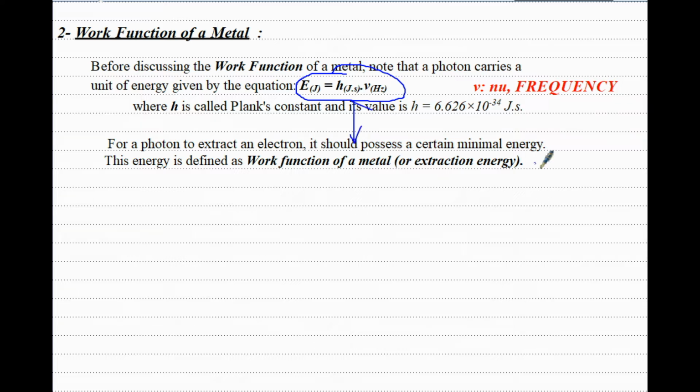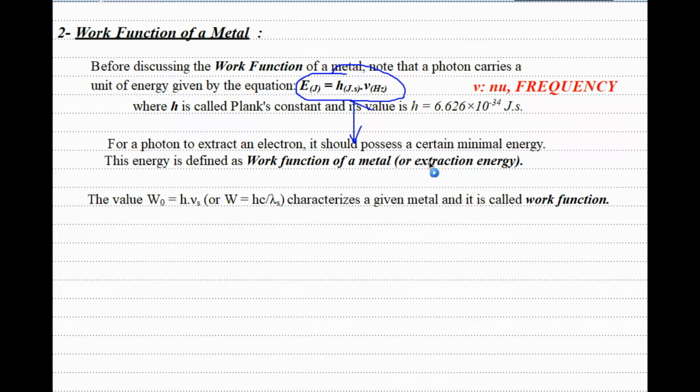Now, the value nu zero, this is something I would like to highlight. So when we say nu zero, W0 equals h times nu, which is the frequency threshold, or hc over lambda threshold, this value is called the work function and it characterizes the metal. This is something to memorize.